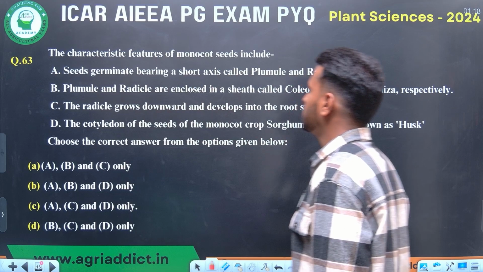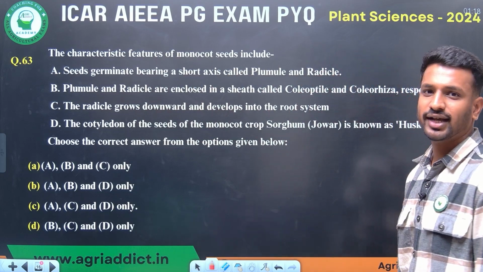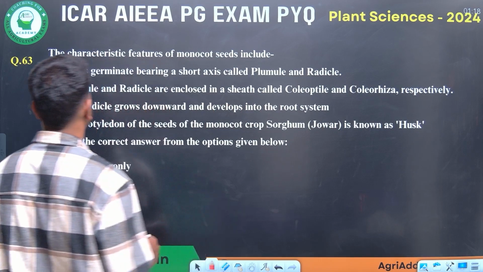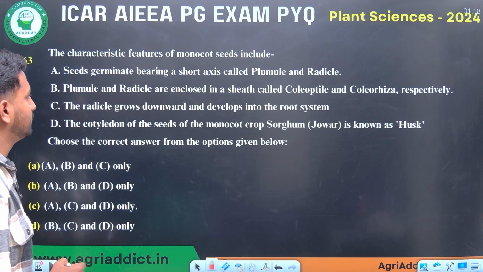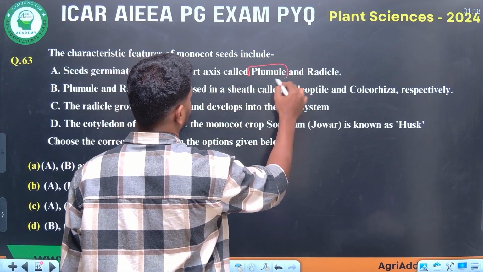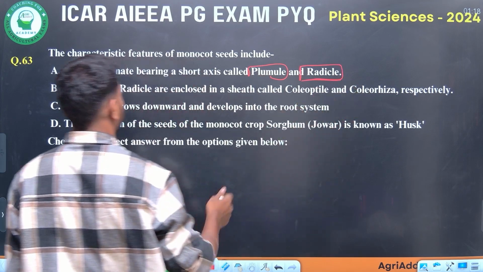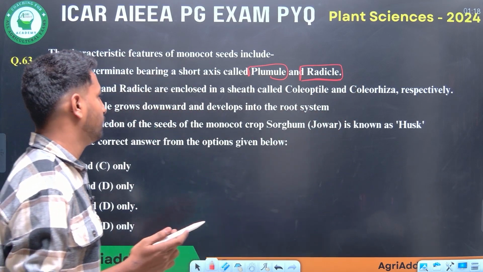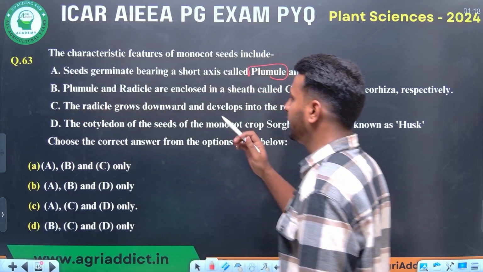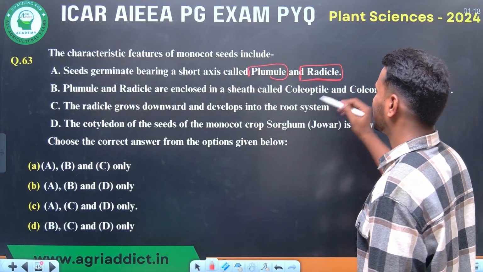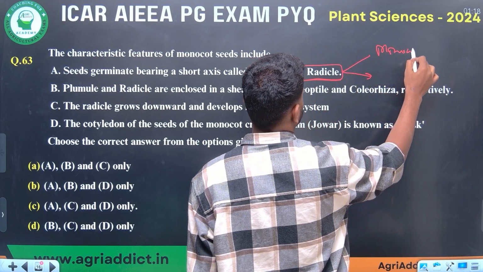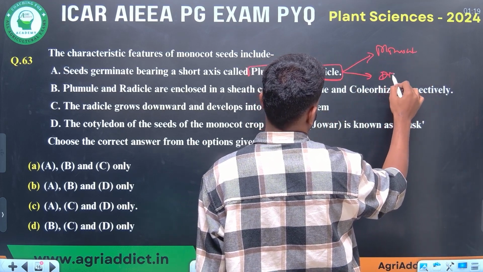The characteristic features of the monocot seeds include, they are asking about the characteristic features of monocot seeds. Here the seeds germinate bearing a short axis called plumule and radical. This is right, but we also need to classify whether it is true only for monocot or also for dicot. The first statement, the seed germinates bearing a short axis called plumule and radical, is true for both monocot and dicot. There is no change.